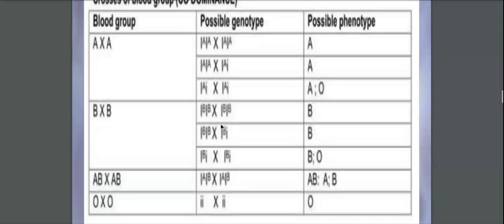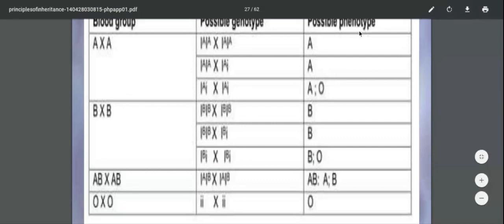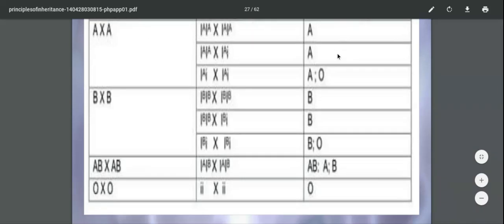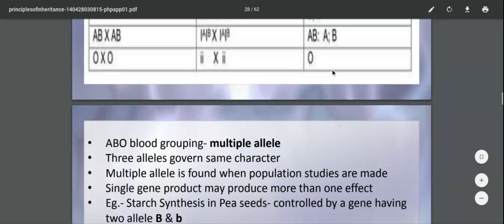So based on this chart, you can get problems asking you to guess, say, the genotype of the father given the genotypes and the phenotypes of the offspring. Or it could be vice versa, wherein you are given the genotype and phenotype of the father and mother, and you are asked to predict the genotype and phenotype of the children. We will do those problems a little later.